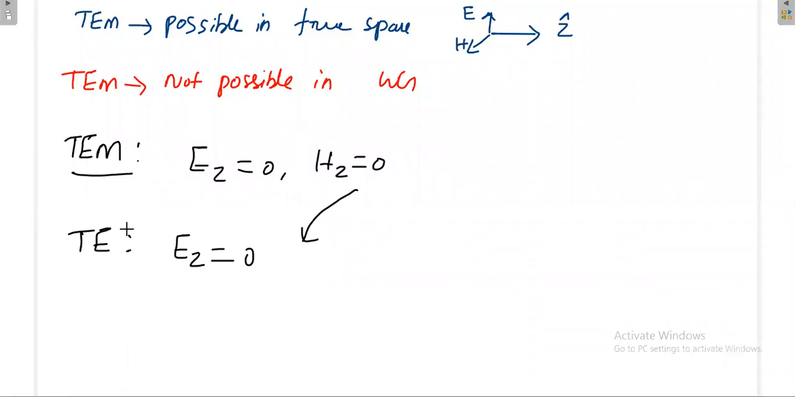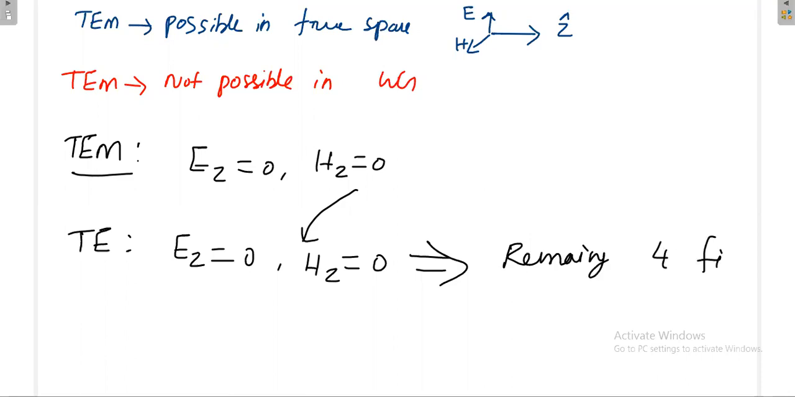Once if you try to make TE as TEM, then definitely you are forcing Hz to be 0. Then what will happen? Once if you put Ez equal to 0 and Hz equal to 0, all the remaining 4 field components will become 0. Whenever we are having freedom, just try to analyze this. Once if we put Ez equal to 0 and Hz equal to 0 in TE, the remaining 4 field components will become 0.